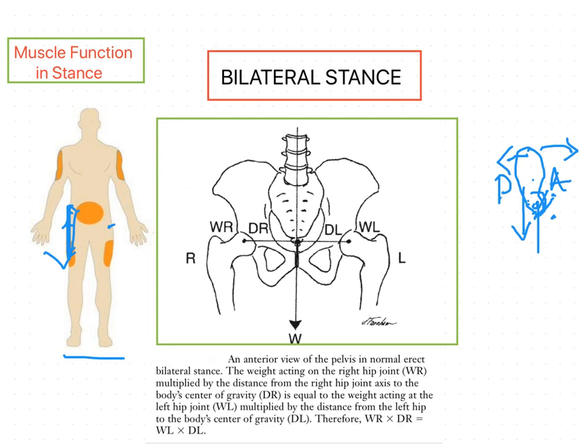So this moment is checked by the activity of the extensors, mainly the activity of the hamstrings and gluteus maximus muscles, which is required to prevent the flexion of the hip through anterior tilting of the pelvis and trunk. So these are the forces which are created in the sagittal plane during bilateral stance.